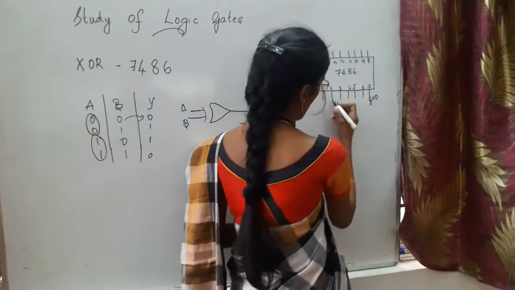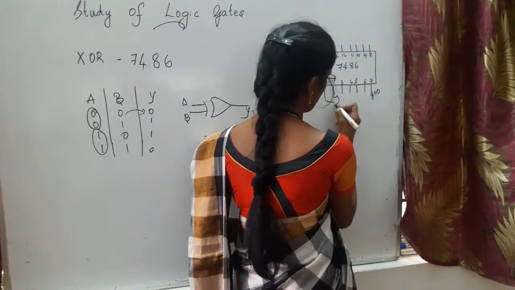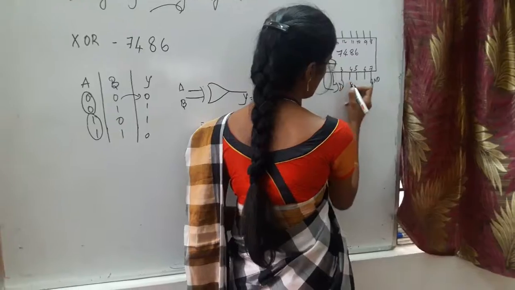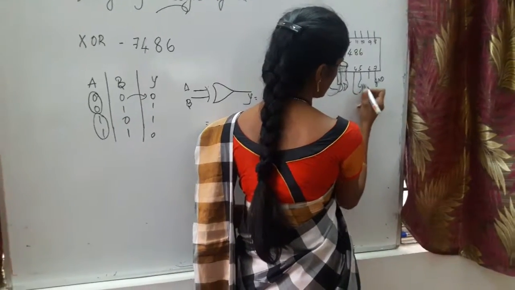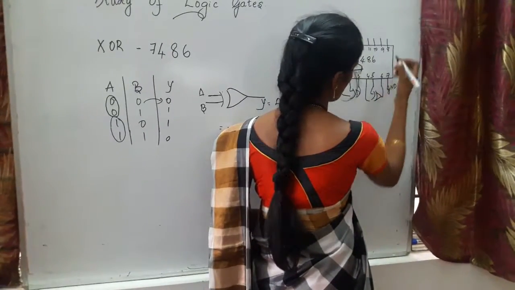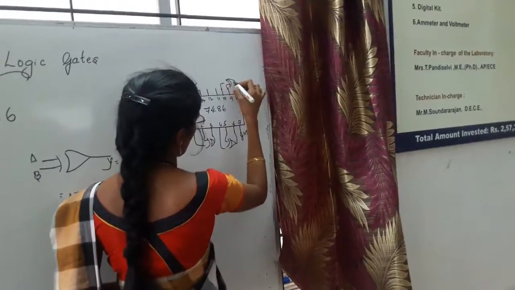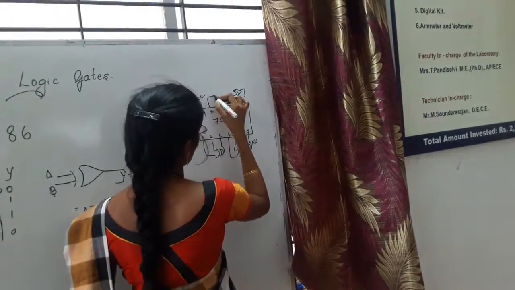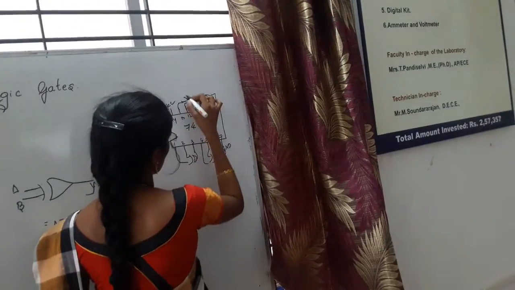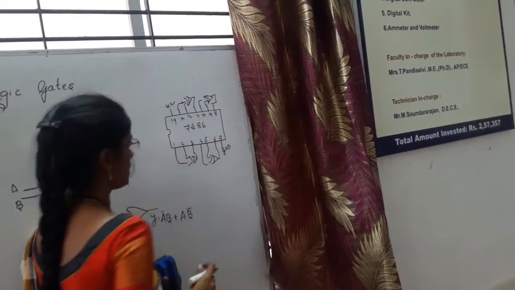Similar to that of the AND gate, 1, 2 is the input, 3 is the output. Similarly, 4, 5 is the input, 6 is the output. Similarly, 9, 10 is the input and 8 is the output. 13 and 12 is the input and 11 is the output.